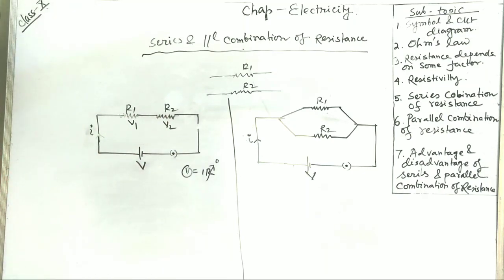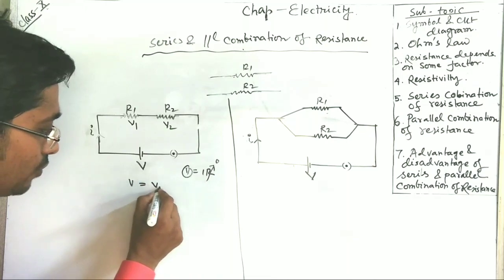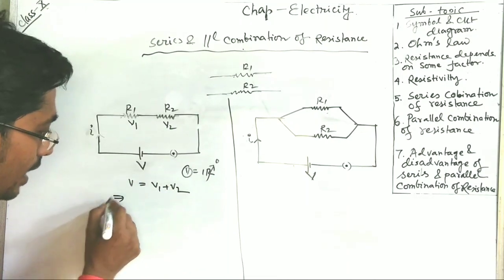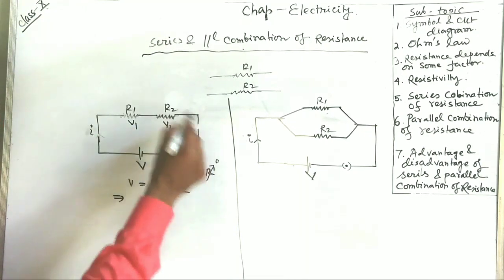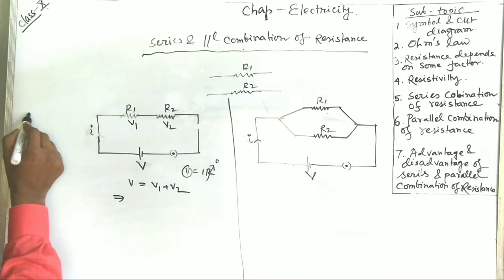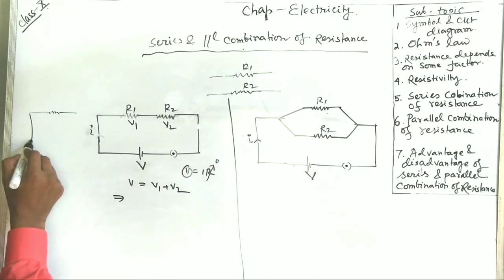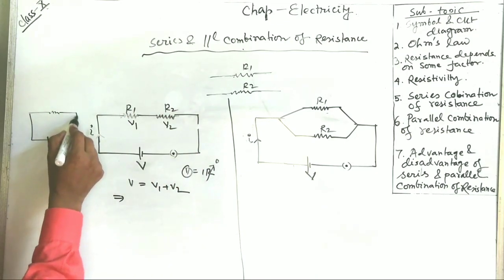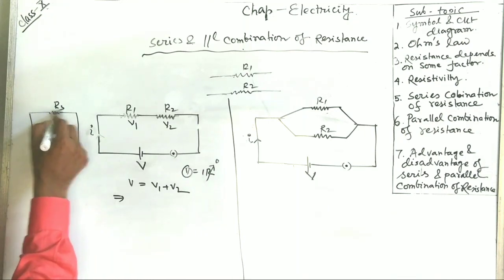So in this way we can write V is equal to V1 plus V2. And what will be the equivalent circuit? The equivalent circuit will be like that, which I drew a few minutes ago. It is the equivalent circuit, that is V, and that will be Rs.